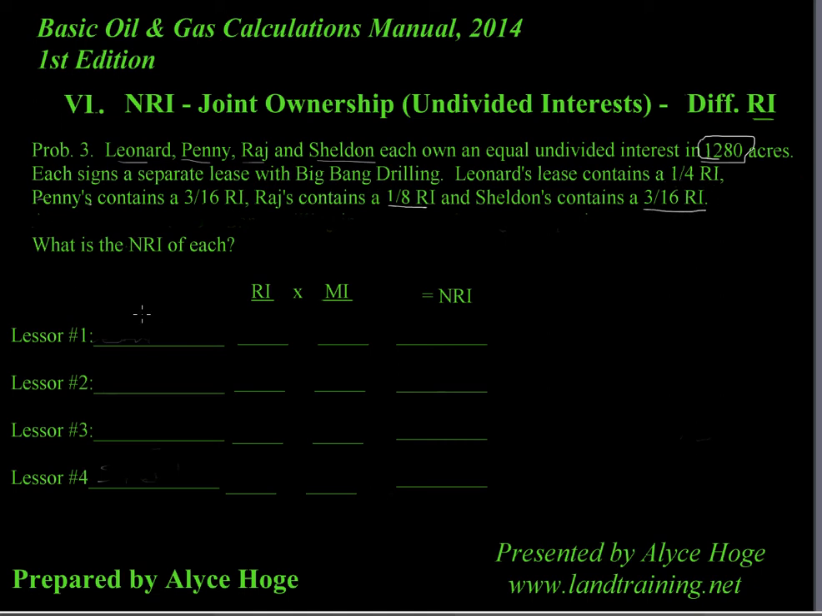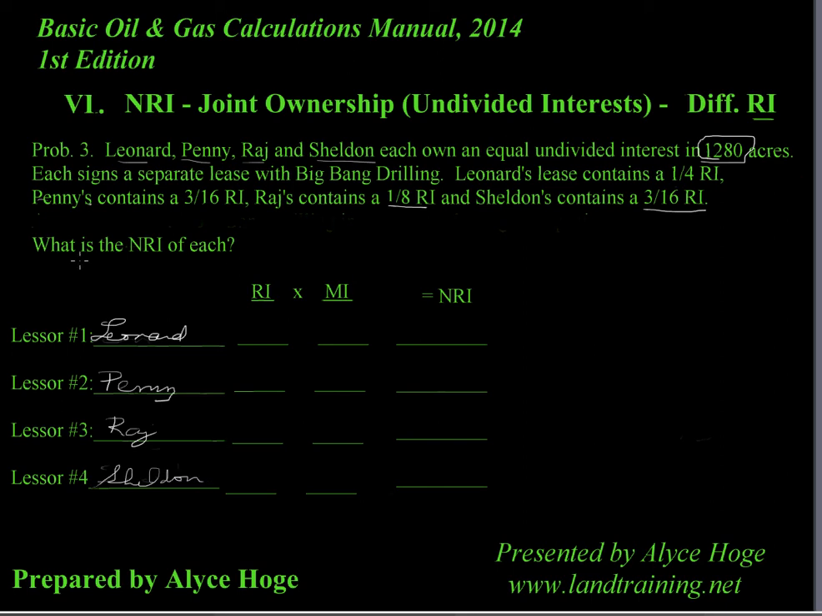So the first thing they want you to do is put the different lessors' names. Lessor number 1 is going to be Leonard, and number 2 is going to be Penny, and then Raj, and then finally Sheldon.